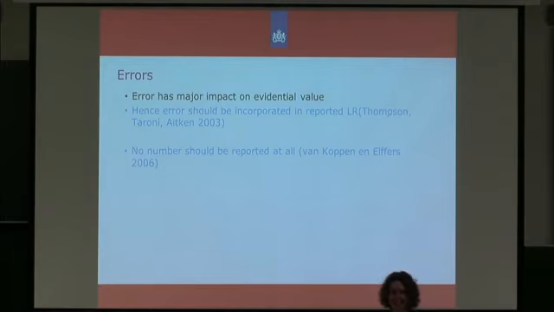Some people have argued that we shouldn't present the random match probability. We should present a sort of joint probability where we also take into account the possibility of error. I think that's a myth, and I will explain why.